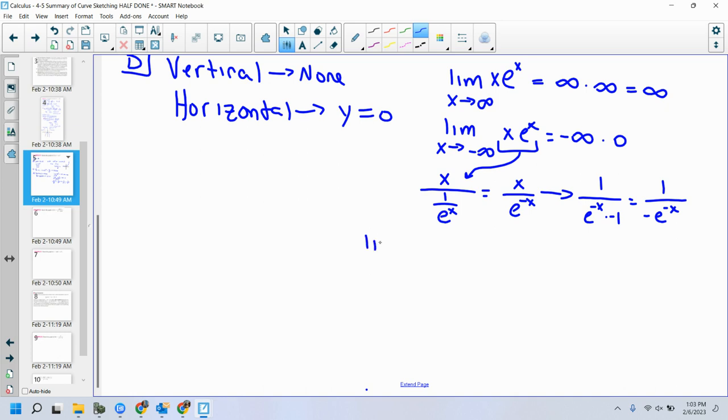So now I take the limit. Hey, you guys chose this problem. x goes to negative infinity of 1 over negative e to the negative x. As x goes to negative infinity, it's going to be negative. Now, these two negatives will cancel out when I plug in negative infinity, right? So that's going to be 1 over infinity, which is 0.